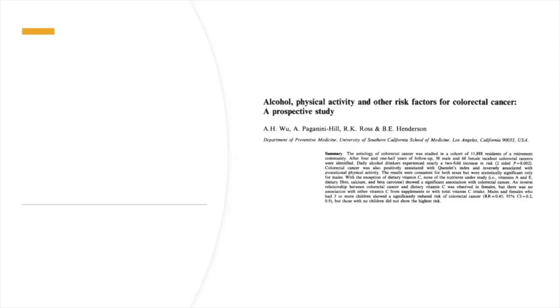And the alcohol drinkers were found to have 2 times more risk, with a p-value of 0.002. They have a 2-fold risk increase of colorectal cancer compared to those that did not drink alcohol. And risk was inversely associated with physical activity, with a statistical significance p-value of 0.008, meaning physical activity, on the contrary, really decreased their risk for cancer, for people that were active constantly, as well as those that took vitamin C.